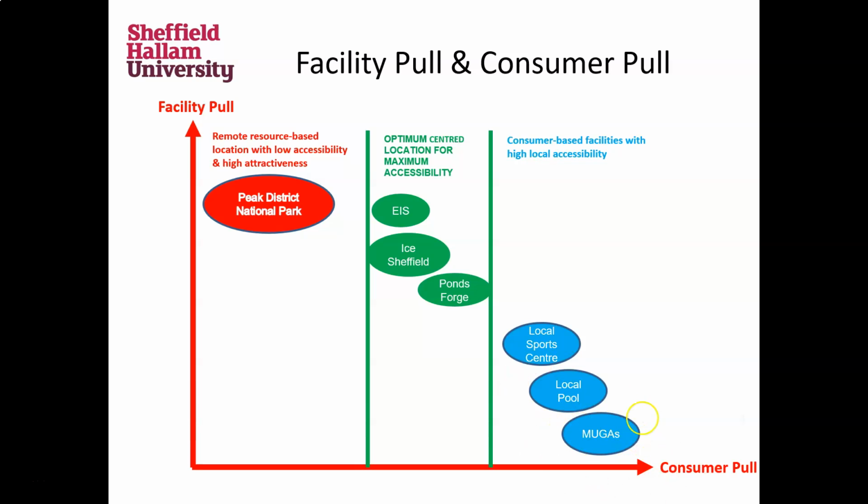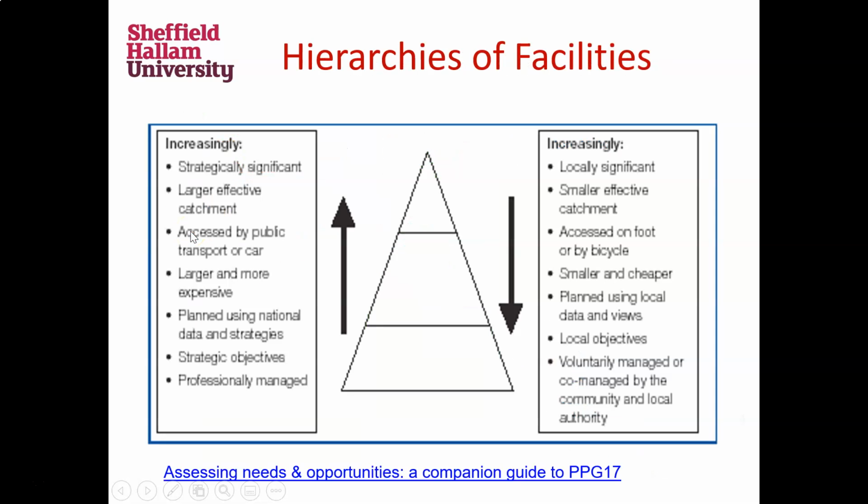So for these kinds of facilities, consumer pull is stronger. So what's more important for them is that they are based with high local accessibility to serve local community needs. And to be honest, in the way that we've been looking at facility provision in this module, we've been mostly concerned with facilities which exhibit a stronger consumer pull than they do a facility pull. So let's just talk about that and think about that.